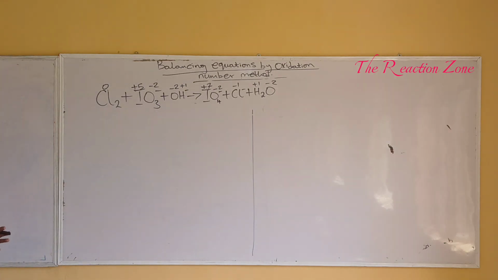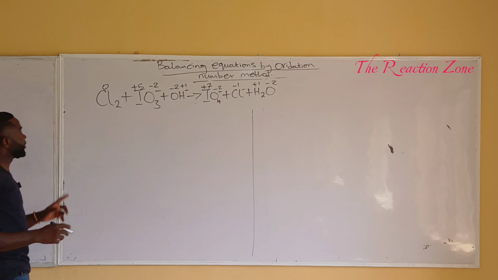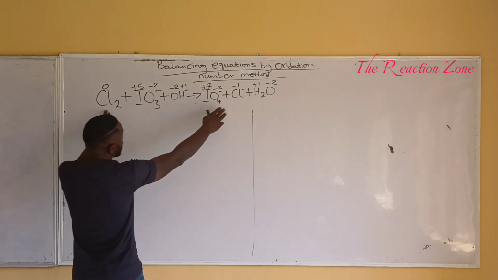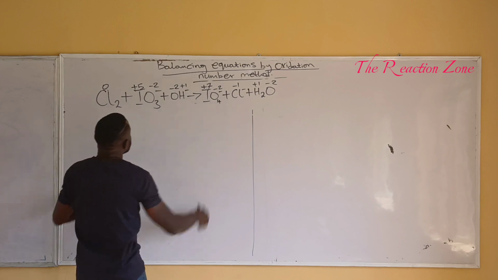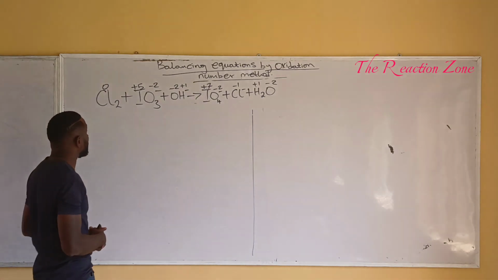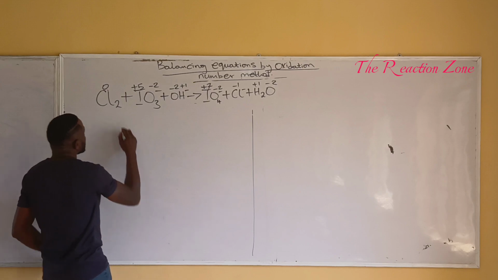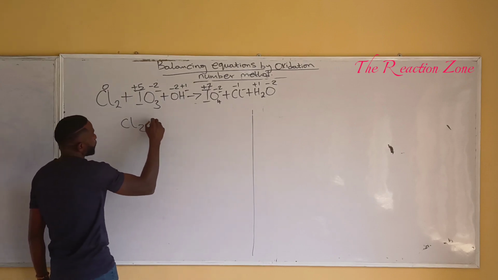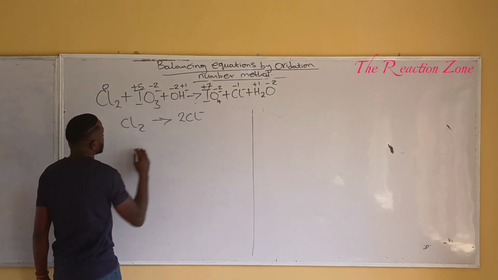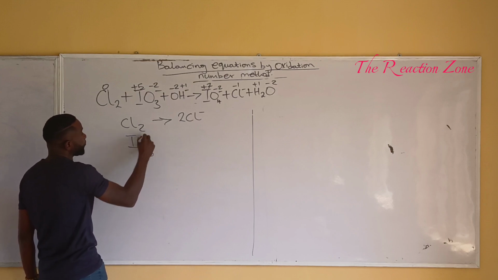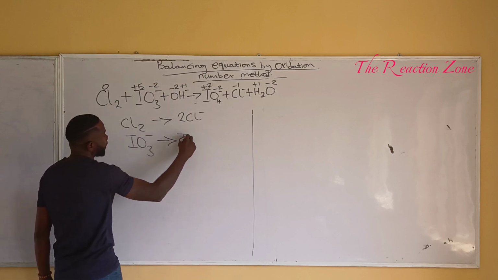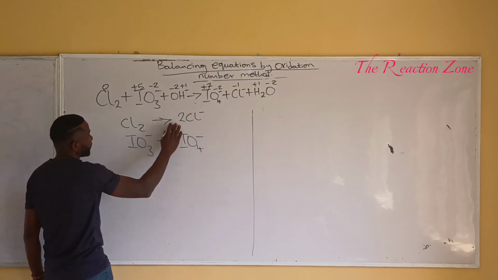So if you look at the redox equation after the assigning of oxidation numbers, you will see that there is a change in the oxidation number of chlorine from 0 to minus 1, and there is also a change in the oxidation number of iodine from plus 5 to plus 7. So we bring them out. So we have Cl2 give us 2Cl minus, and then we have IO3 minus to give us IO4 minus.